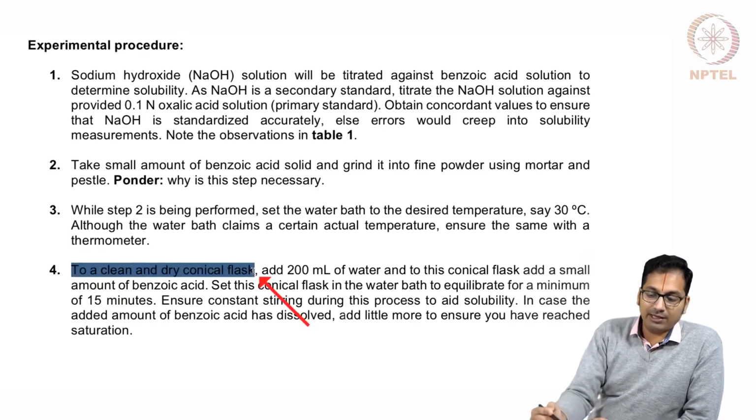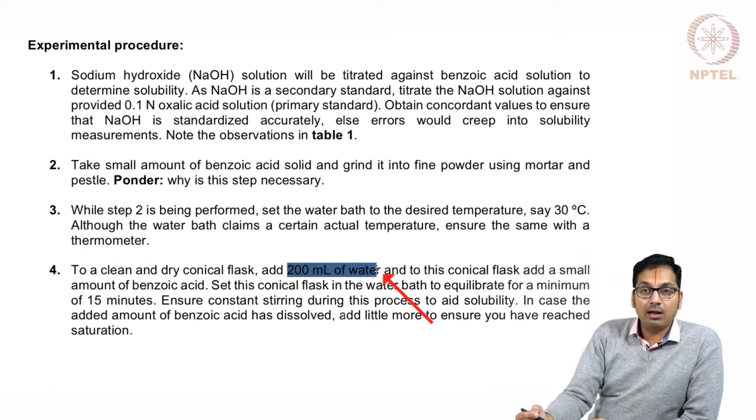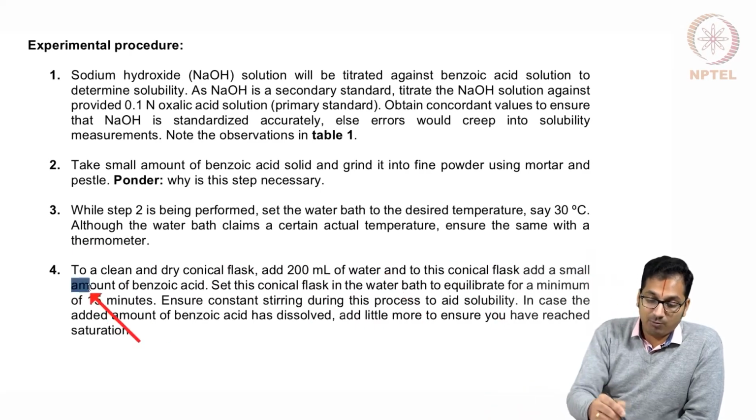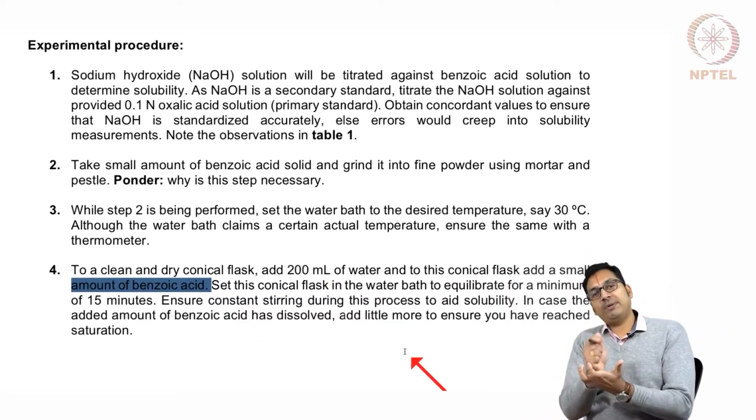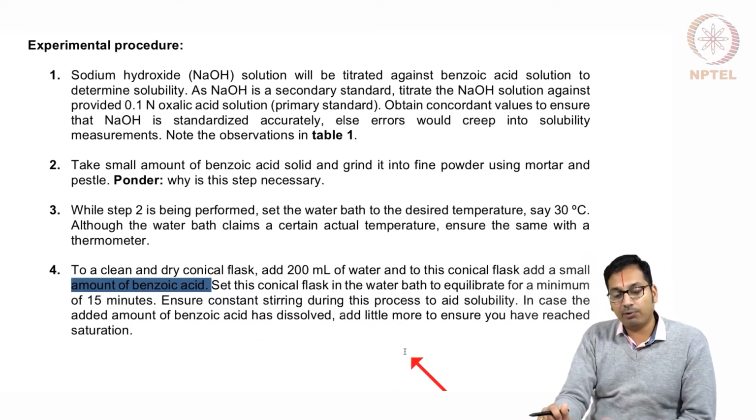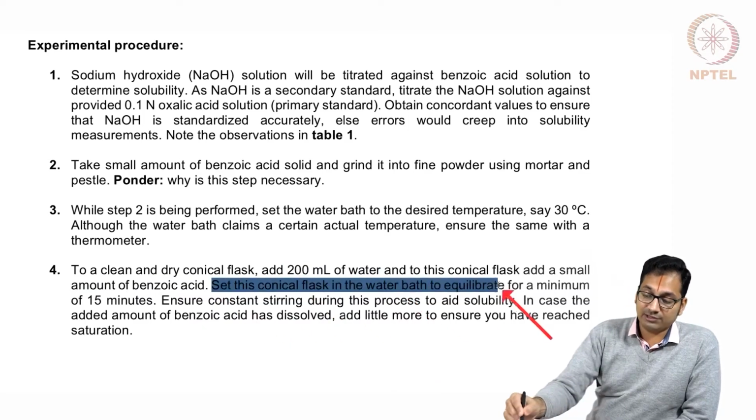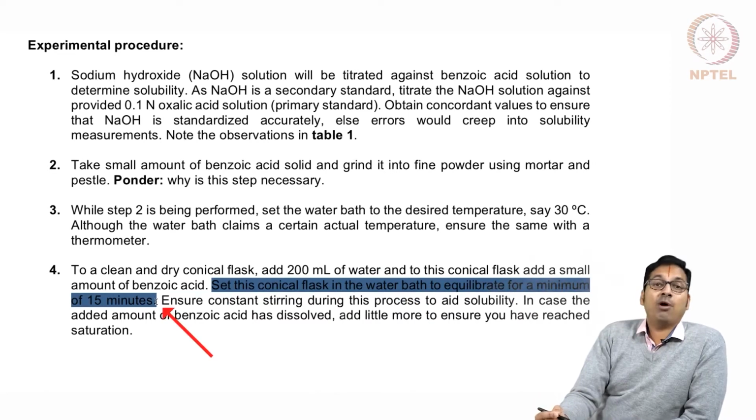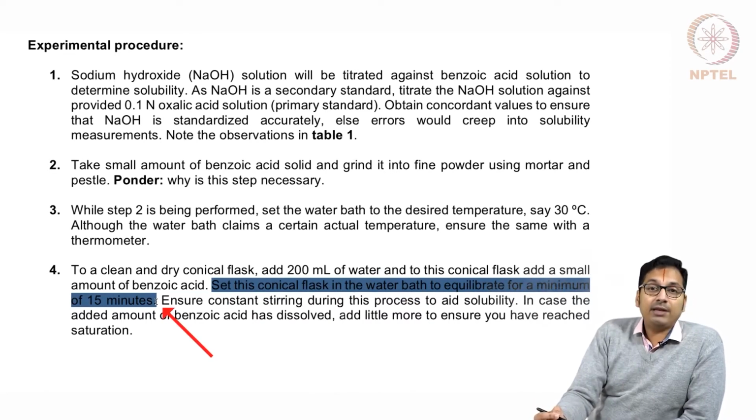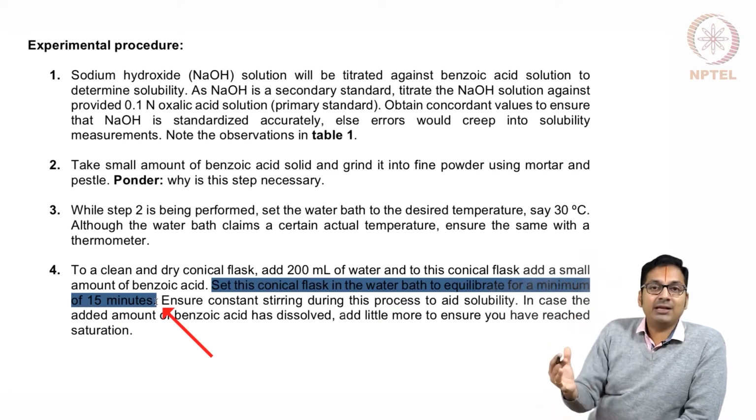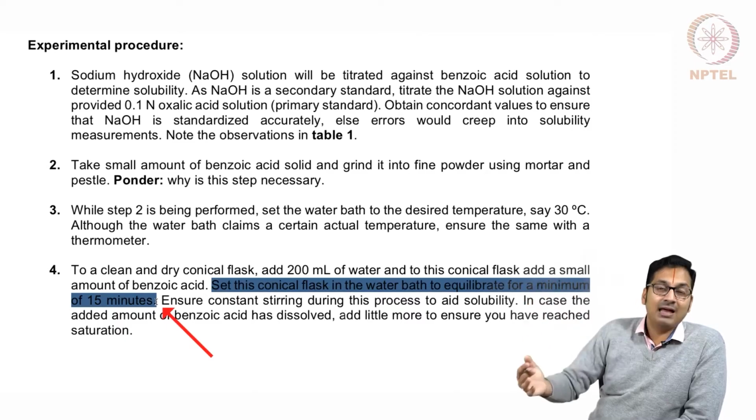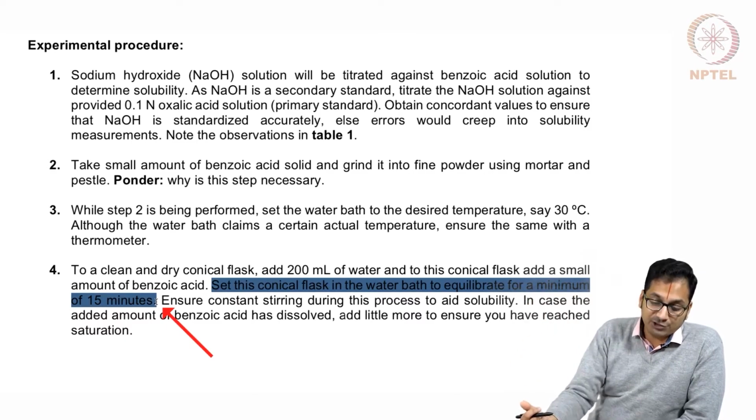Now, to a clean conical flask, add about 200 ml of water, and to this conical flask, add a small amount of benzoic acid. So basically, whatever benzoic acid you end up crushing to fine powder, you end up adding to this 200 ml solution of water, and set this conical flask to equilibrate at least for a minimum time of 15 minutes. So here is where you are talking about the equilibration time. You have to make sure that the solution ends up reaching the equilibrium temperature after dissolution of benzoic acid. Remember, when you are dissolving benzoic acid, it can be an exothermic or an endothermic process.